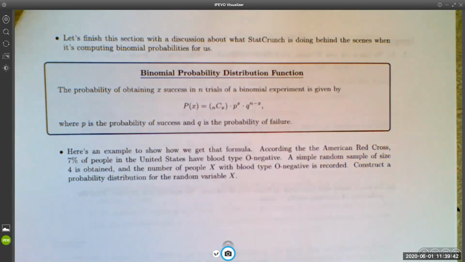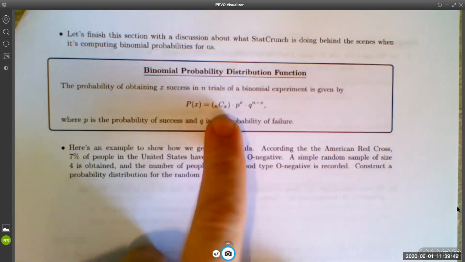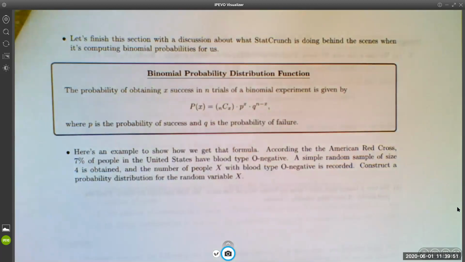But if you're interested in knowing what StatCrunch is doing behind the scenes, how we come up with this formula and all of that stuff, then stay tuned and we'll walk through the logic of it together, okay? It ties together a lot of the stuff that we did in chapter 5, which is really pretty nice. So here's what I'm claiming.